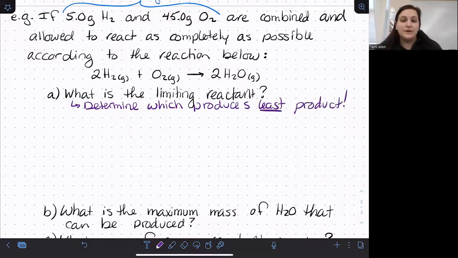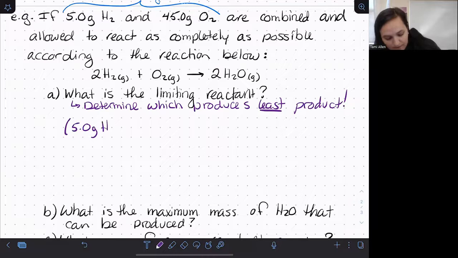So this is going to be exactly like what we were doing in the last video of figuring out how much product can I produce from a particular amount of reactant. We're just doing it twice. We're doing it once for each of our reactants. So we are told that we are starting with 5 grams of hydrogen. And we know that basically the first thing we always need to do in stoichiometry is convert to moles.